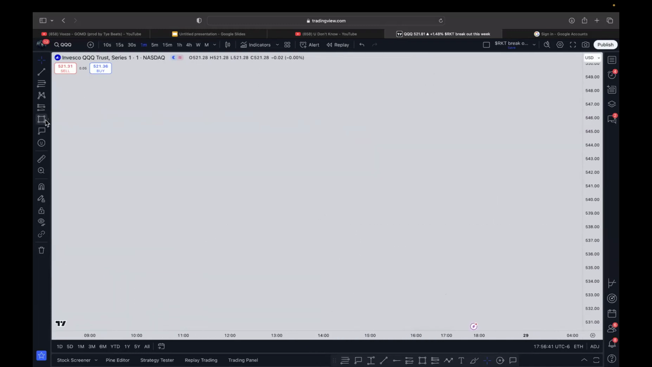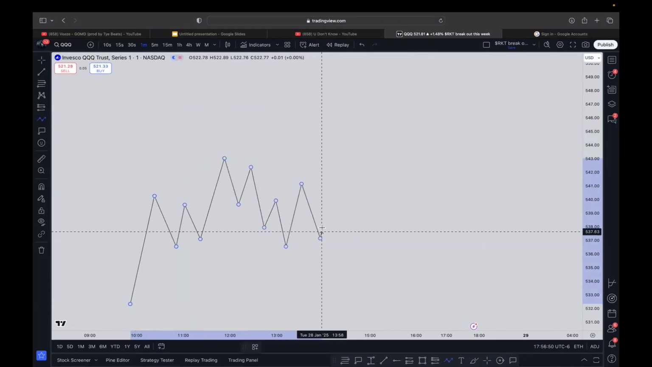Like if something's going to go up, 9 out of 10 times, it's not just going to shoot up like this. You're going to get gradual moves like this.